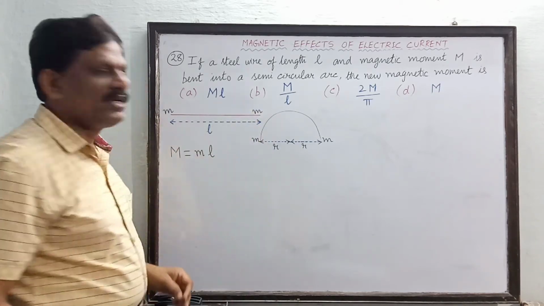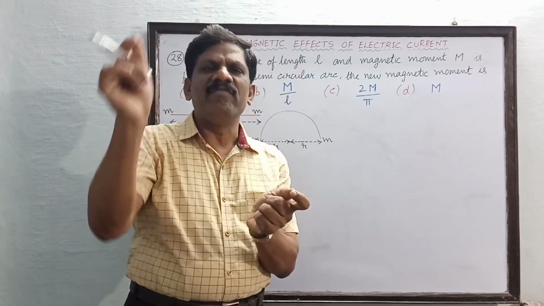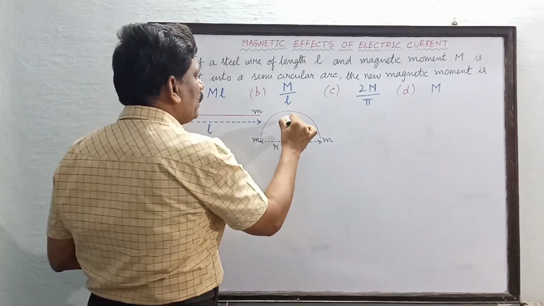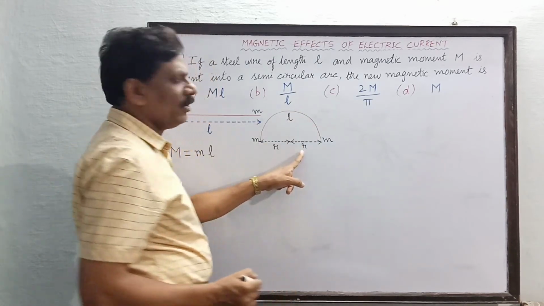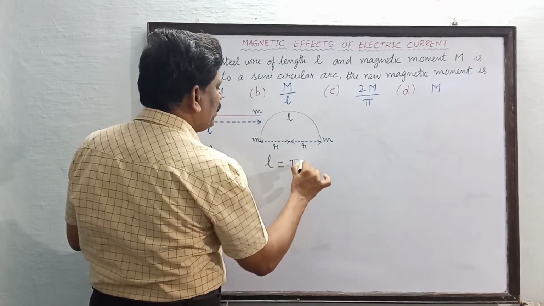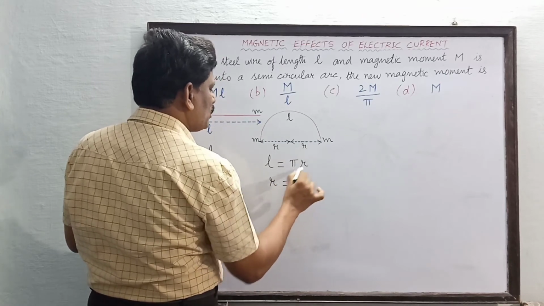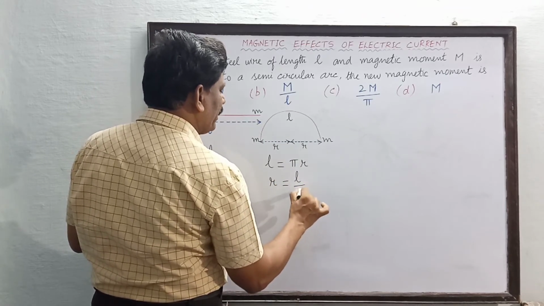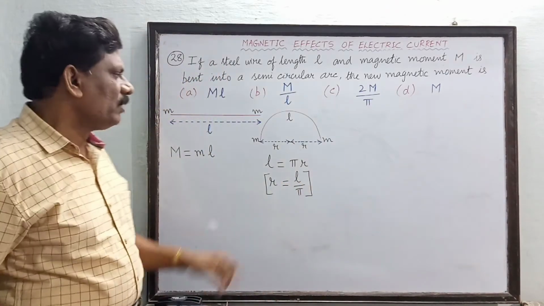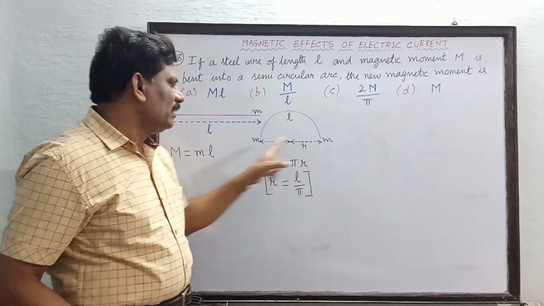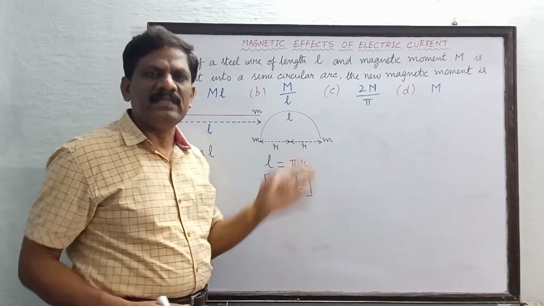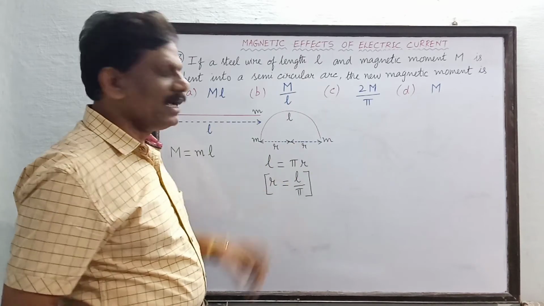Now such a long straight steel wire is bent into the form of a semicircle of radius r. So the total length L must be equal to half the circumference. So here L is equal to pi into r. This implies small r is equal to L divided by pi. Now in this semicircle, the two end poles have a pole strength small m. And the distance between the two poles in the new formation is r plus r, which is equal to 2r.